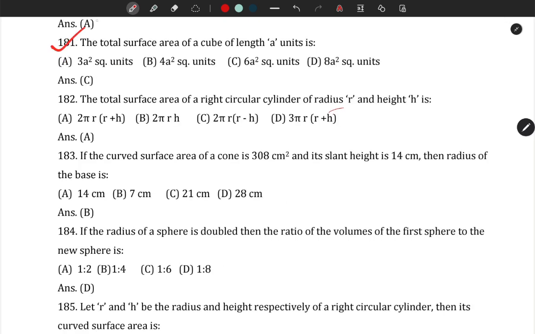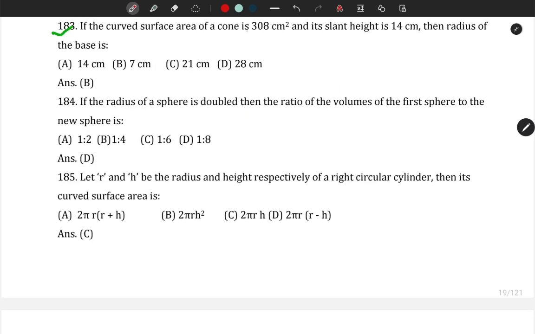Next question, the total surface area of a cube of length a units. We know the total surface area of a cube is 6a square. So that's the formula. Next one, the total surface area of a right circular cylinder. The formula for the total surface area of a right circular cylinder is 2 pi r bracket r plus h.